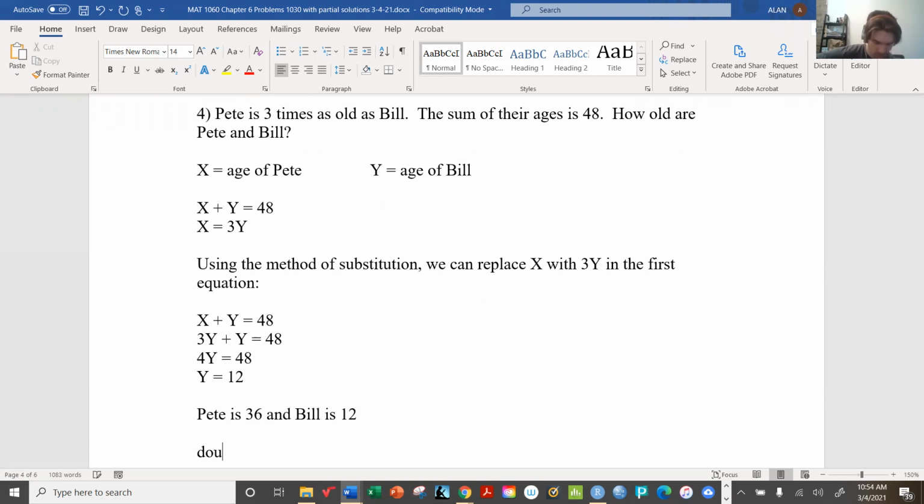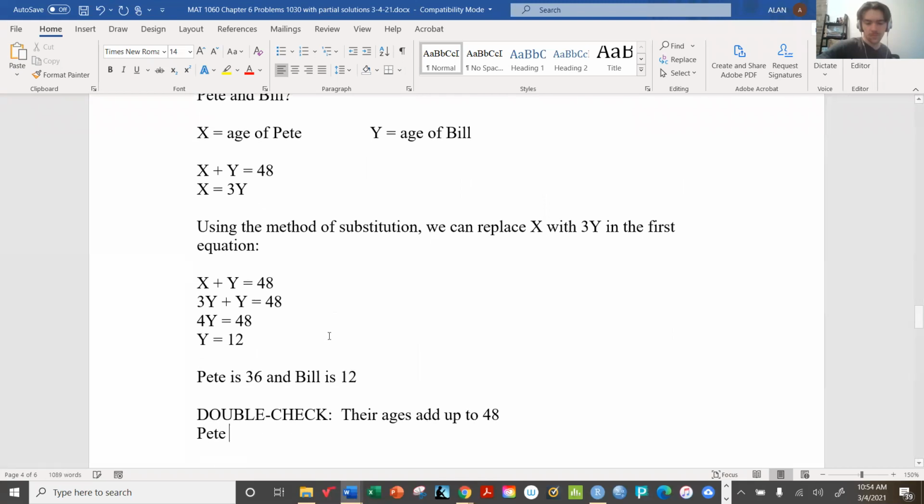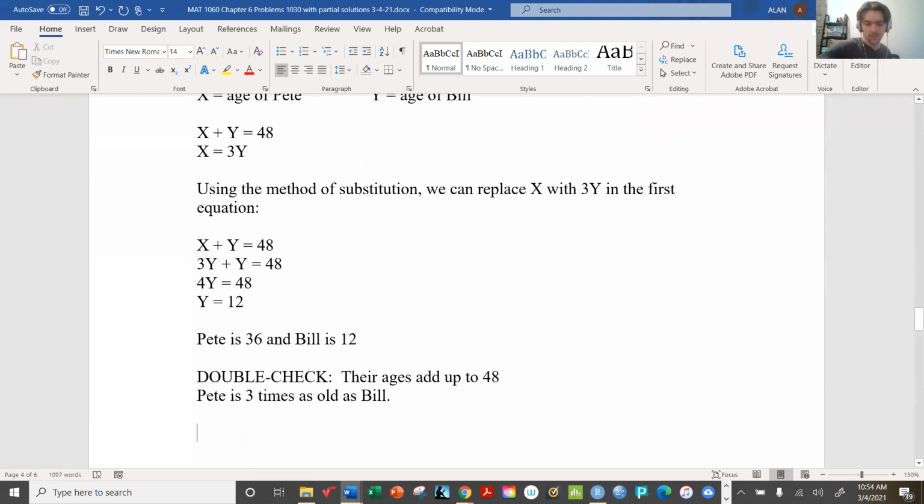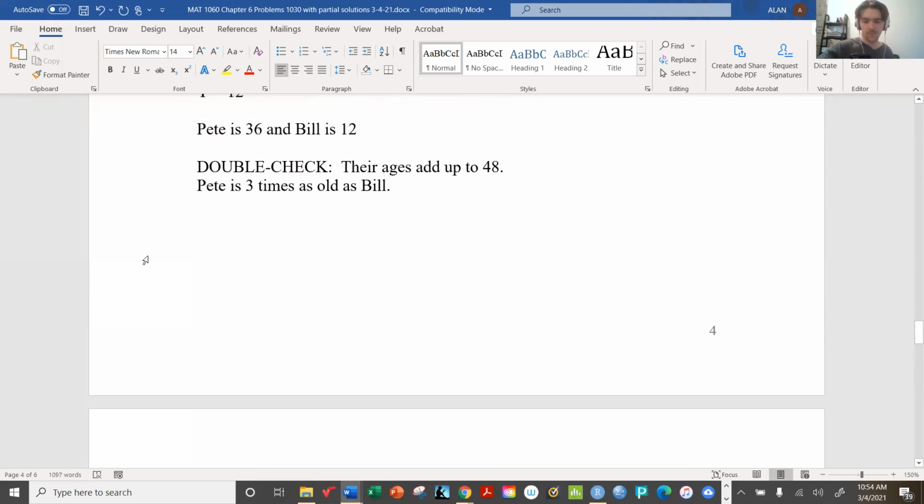So for the double check, which again is not absolutely necessary, their ages add up to 48, and Pete is 3 times as old as Bill. Is that what we needed? Yes. And so we must have done it correctly. Okay. Nice. Beautiful. Now, what could be next?